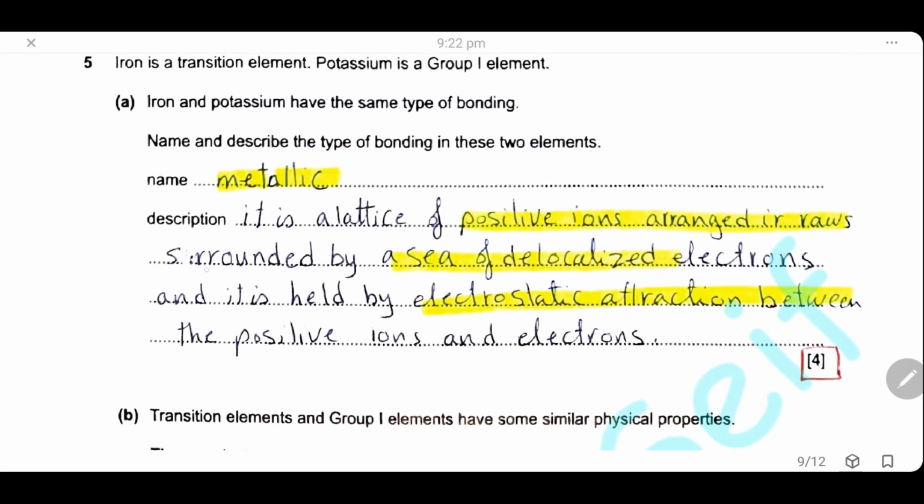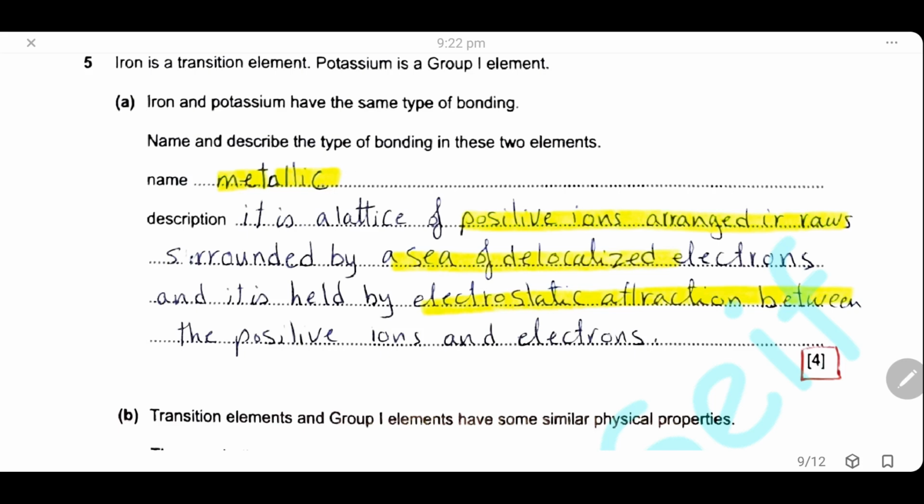The description of the metallic bond: a metallic bond is a lattice of positive ions arranged in rows, surrounded by a sea of delocalized electrons, and it is held together by electrostatic forces of attraction between the positive ions and the negative electrons. This question is for 4 marks.